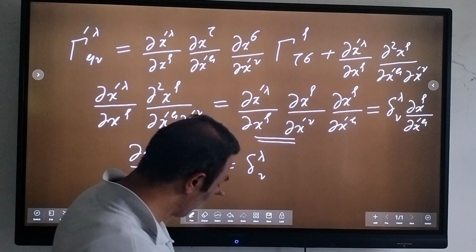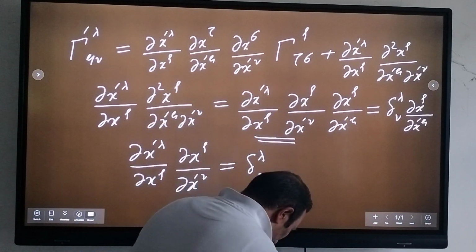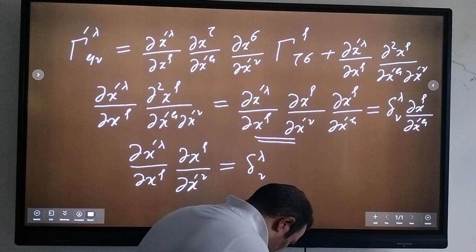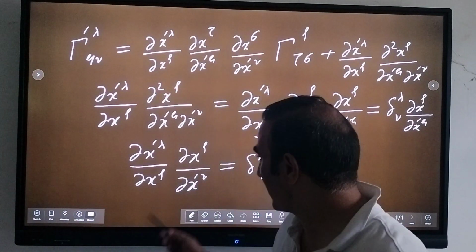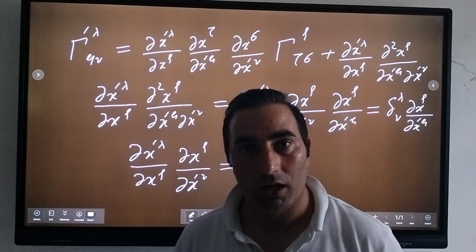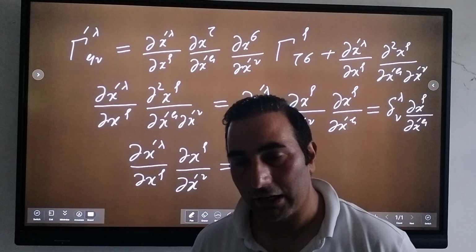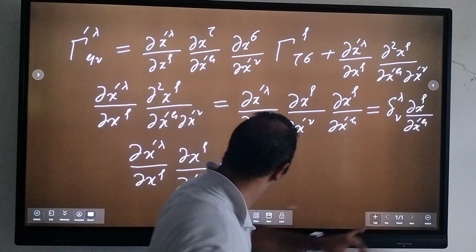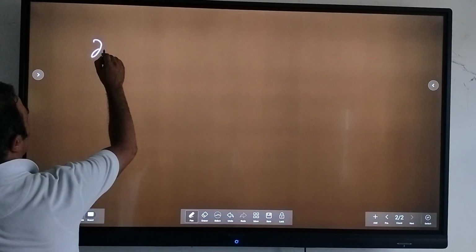Now if you write this, if you take its variation, if you differentiate this term with respect to the primary coordinate, that means take its variation with respect to x prime mu, right? So instead of this term we can write them. So that is partial x prime lambda.